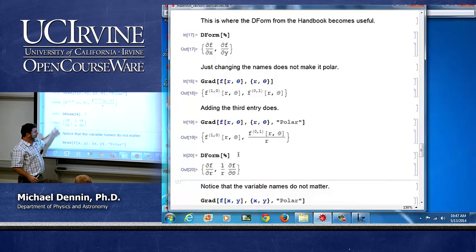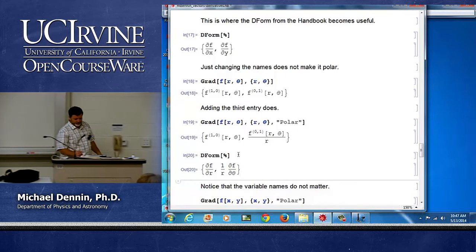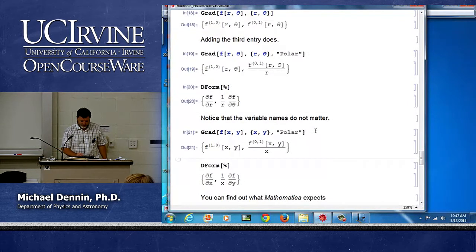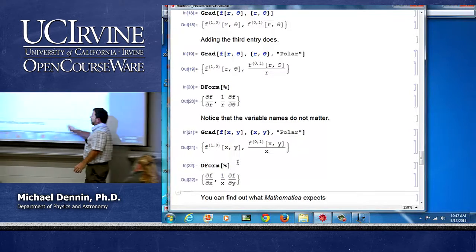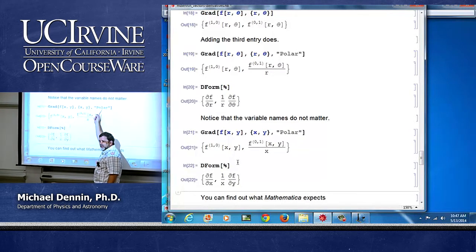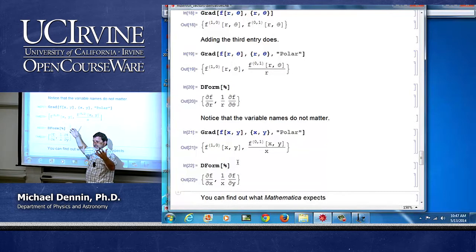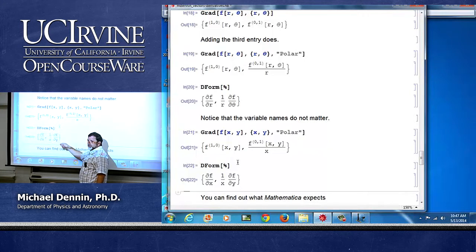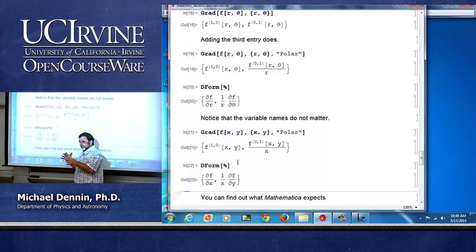I use D form. And again, the variable still doesn't matter, just the order. So if you really like using X and Y for your polar coordinates, you can use X and Y for your polar coordinates. What the polar is telling it is that this second spot is acting as the angle, and so you need 1 over the first spot when you do the derivative with respect to the second spot. It's about pattern matching, and that's a new thing you have to keep in mind.